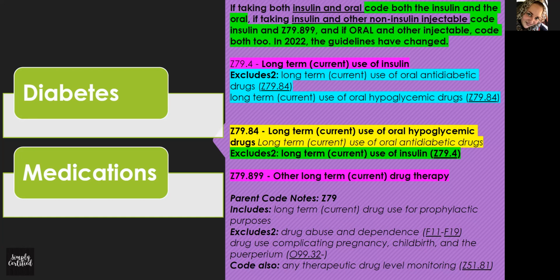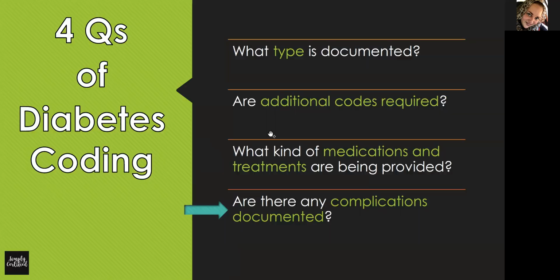So yeah, the code for long-term current use of insulin again is E79.4, right? And that does have Excludes2 notes on it, even though you are supposed to code them together per the guidelines. There are parent code notes on Z79, so please pay close attention to that. All right, are there any complications documented?